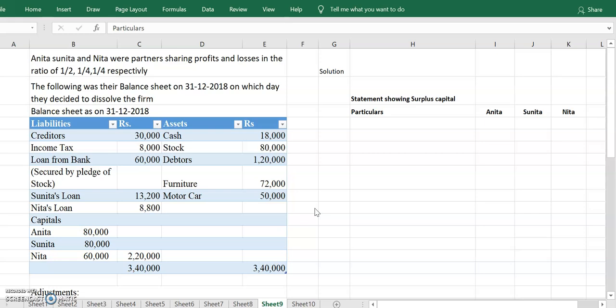Then Sunita's loan and Nita's loan, that is the partners' loan accounts, appear in this question, as well as the three partners and their capitals. With some assets, that is the cash, stock, debtors, furniture and motor car present in your question. Now we discuss some adjustments related to it.